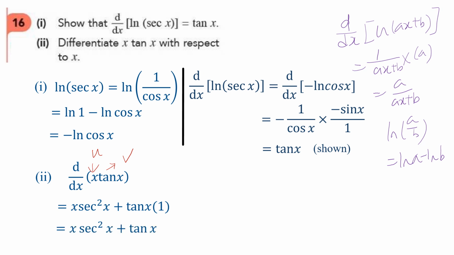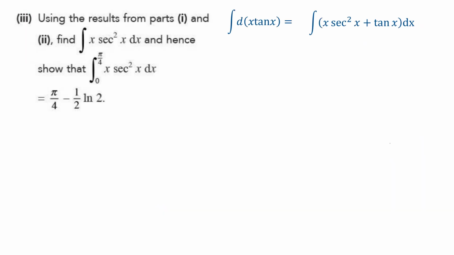And this question is just like that. Okay, done. Alright, so this question actually has a part 3. And this part 3 is actually the main dish. Part 1 and 2 are just a side dish, because we're supposed to use part 1 and part 2 to solve part 3. So part 3 is this one here. We're supposed to show that the definite integral of x secant square x is equal to this one here.